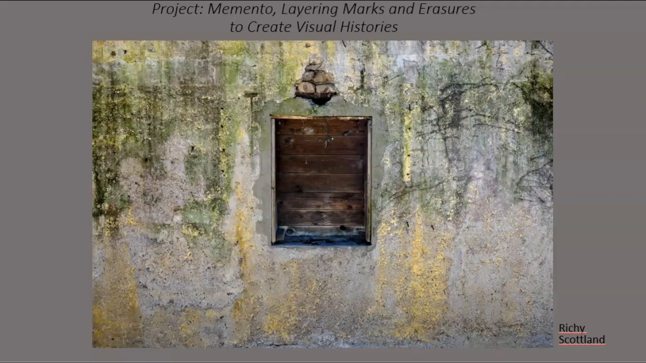This is a very casual PowerPoint presentation that will help you with the project we're working on for the next 2 weeks. The project is titled Memento, Layering Marks and Erasers to Create Visual Histories. Essentially what we're going to be doing is accumulating lots of experimental marks and using our erasers and sandpaper in bold ways that remove some of those but leave traces and remnants of earlier states. And ultimately, we're going to be creating images that have clear histories. You know, the process that they were made is revealed in little stages.